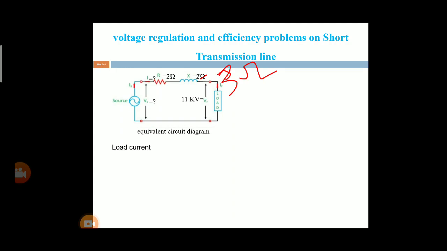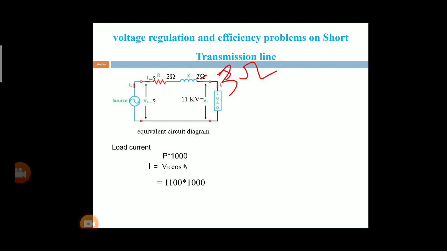First we find out the load current. We already know the power formula: power P equals VI cos phi. By using this formula we write the load current I equals P by VR cos phi, into 1000, and then substitute the value of P. P is already given, that is 1100 kilowatts.